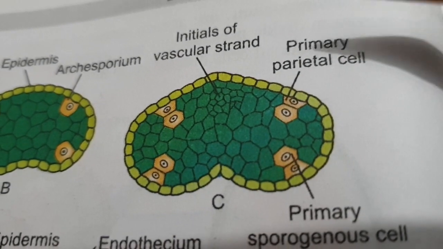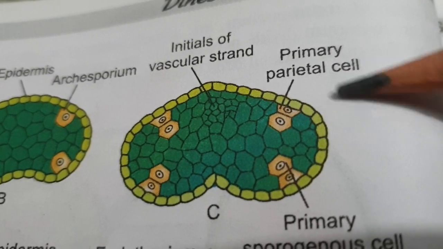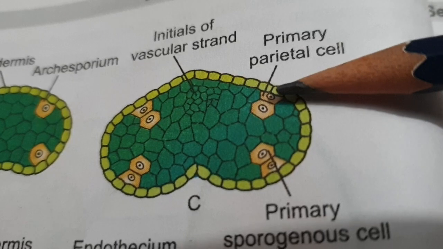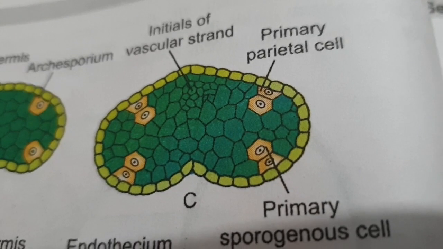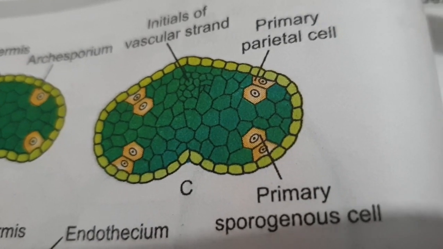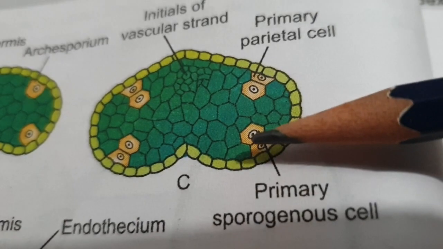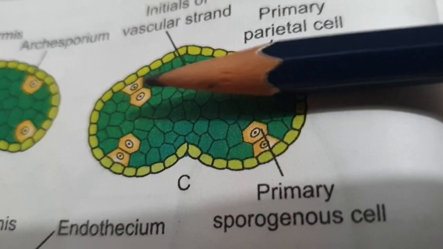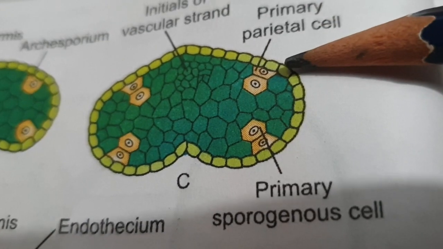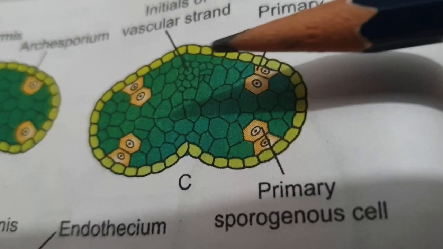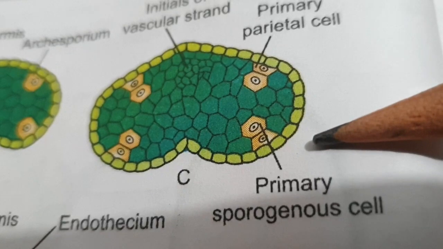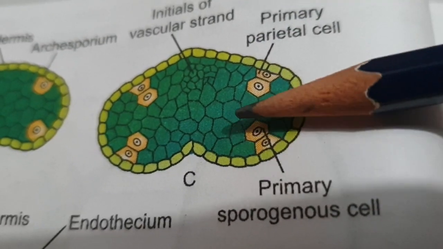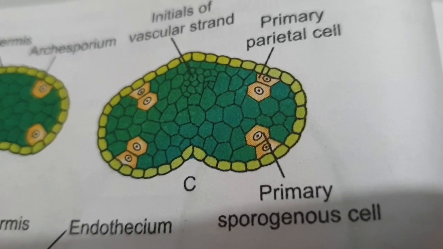The cells towards the outer side, meaning the cells that are towards the epidermal layer, are called the primary parietal cell. Okay, and those towards the inner side are called the primary sporogenous cell. So you can see that each of the 4 cells has divided into 2 cells, and the cells towards the outer side are the primary parietal cell, and those towards the inner side are the primary sporogenous cell.